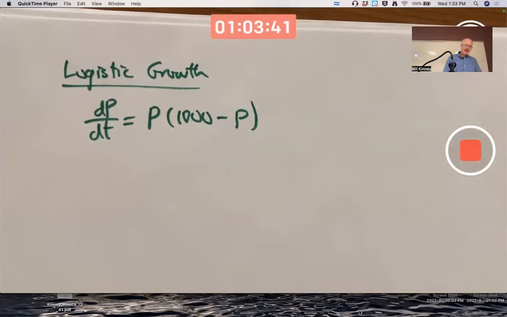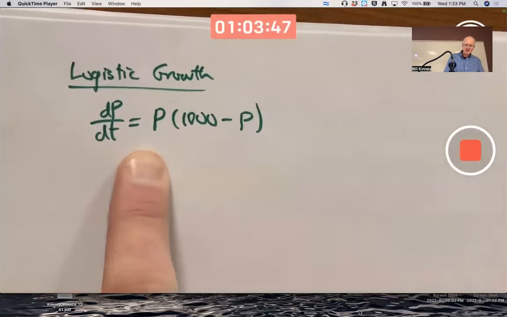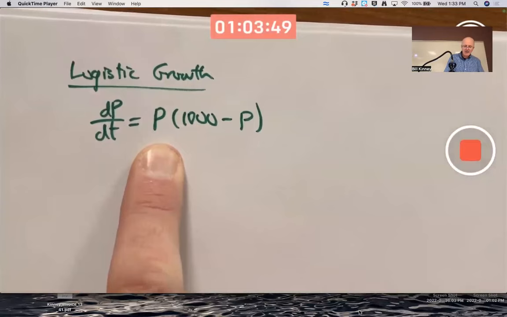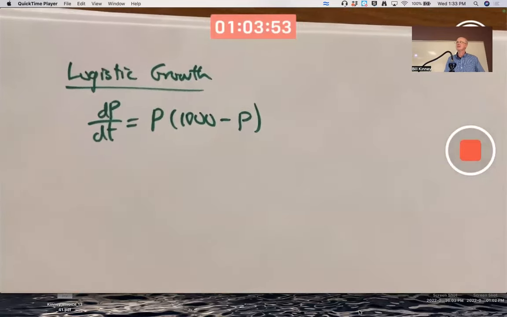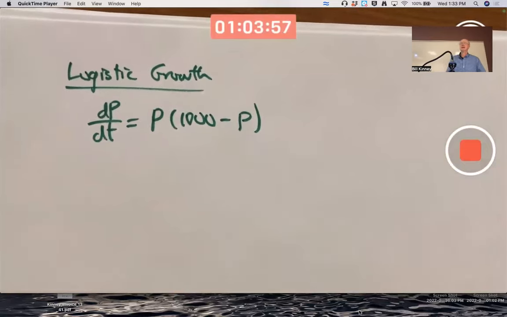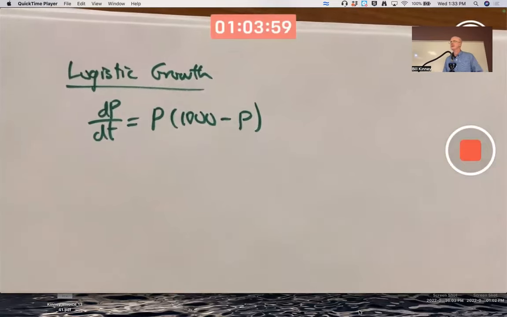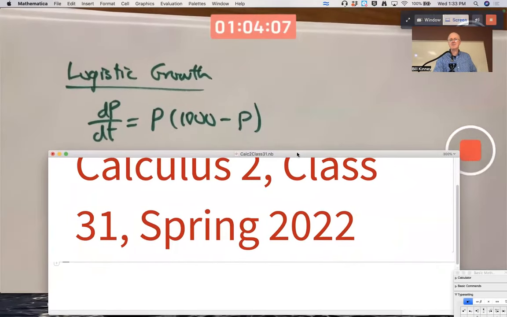It's saying, hey, find a function whose derivative with respect to t is always the function times, in parentheses, 1,000 minus the function, no matter what t is. Sounds hard. Yeah, it's hard. Let's use Mathematica to figure it out.